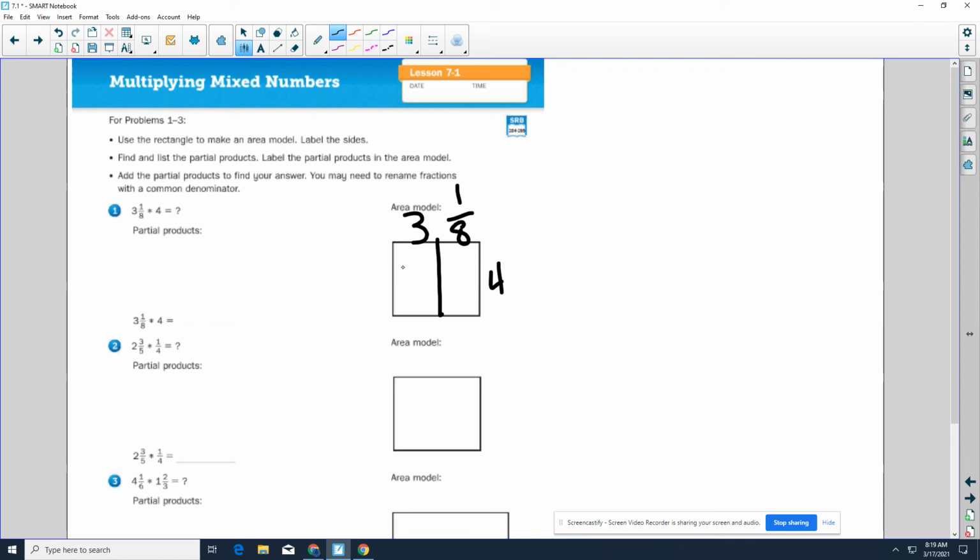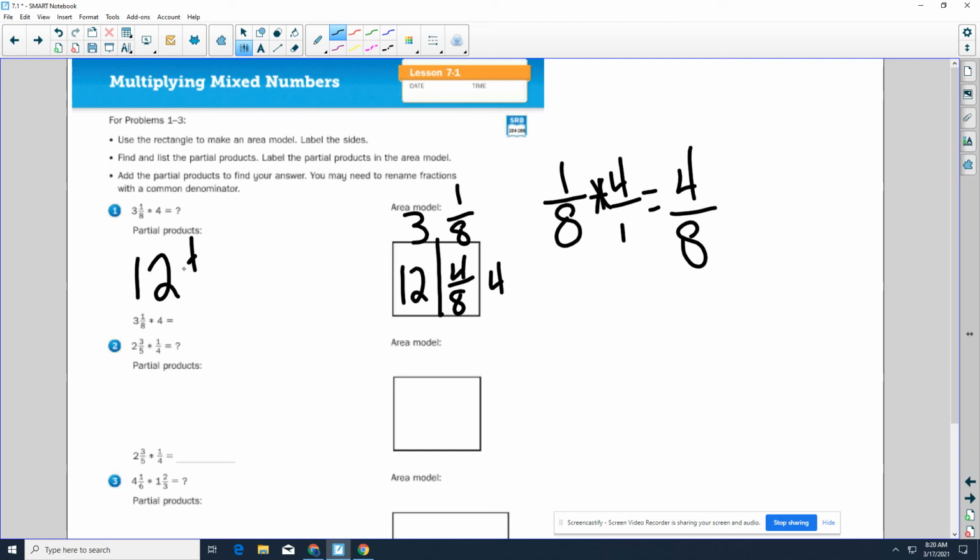So 3 times 4 I know is 12. And then 1/8 times 4. And I always put my whole number over 1, just helps me remember. And I get 4/8. So then I add my two products together. So 12 plus 4/8 is 12 and 4/8. So you're going to try the rest of those on your own using the area model.